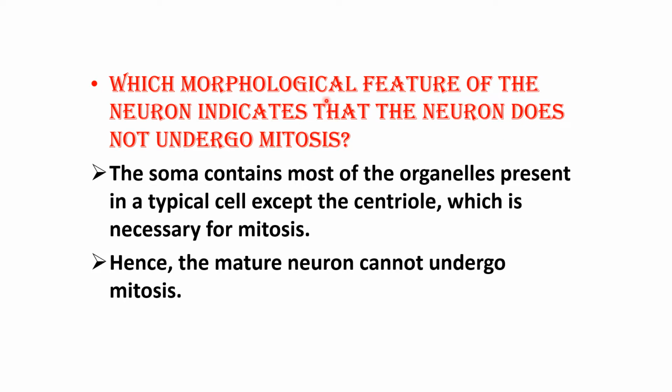Now, which morphological feature of the neuron indicates that the neuron does not undergo mitosis? The soma, or nerve cell body, contains most of the organelles present in a typical cell except the centriole, which is necessary for mitosis, so the mature neuron cannot undergo mitosis. Okay.